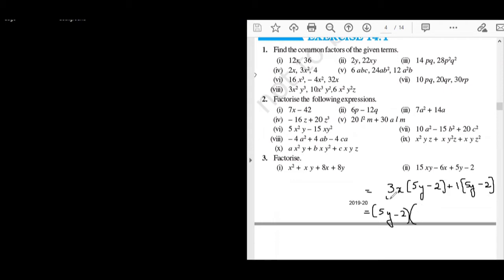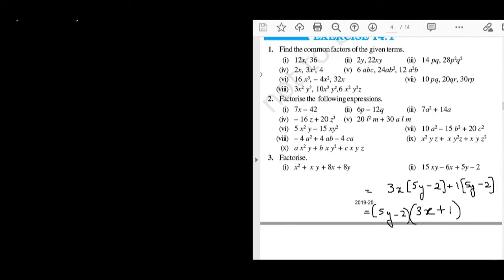Now, from the first term, 5y minus 2 is taken out. What is remaining? 3x is remaining, isn't it? In the second term, 5y minus 2 is taken out. What is remaining? Plus 1 is remaining. So these are the two terms. These are the two factors. Any doubt, Aaron? No, understood. Very good.